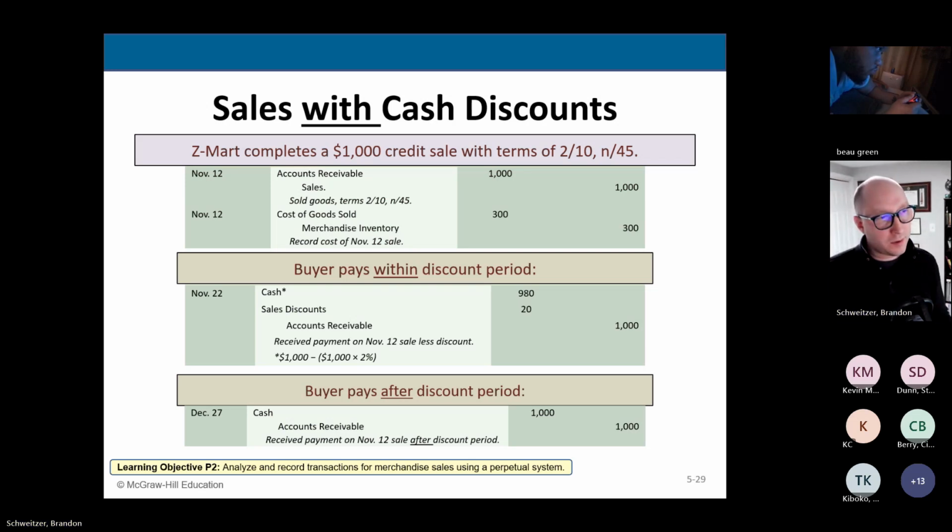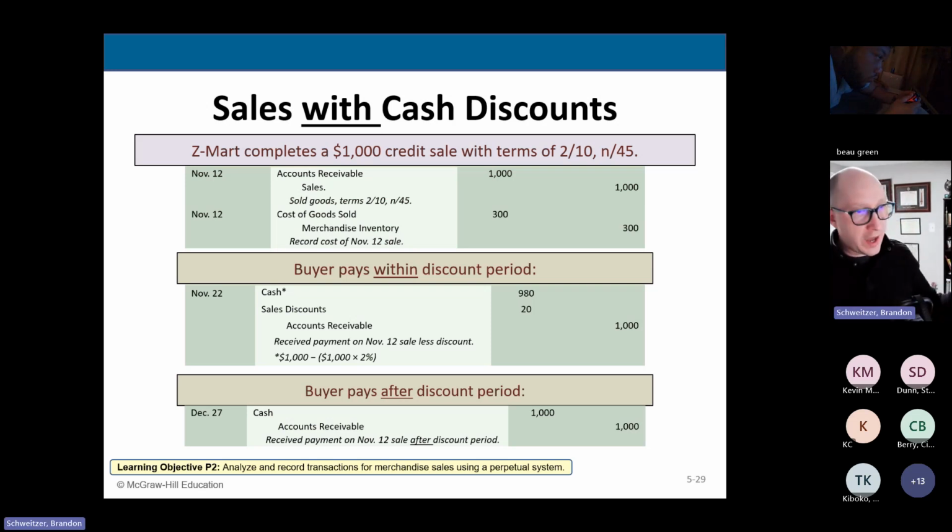If the buyer decides to pay us within the discount period, within the first 10 days, then they're going to receive a 2% discount. The total amount that we sold to them was $1,000. If they pay us within the first 10 days, that means they're going to pay us $980 in cash. Why 980? 1,000 times 2% is 20, so 980. So we debit cash, 980. We debit an account called sales discounts. Sales discounts, as the name implies, is a temporary account that recognizes that discount amount. And then we credit the account receivable for the full 1,000. That's if they pay us within the discount period.